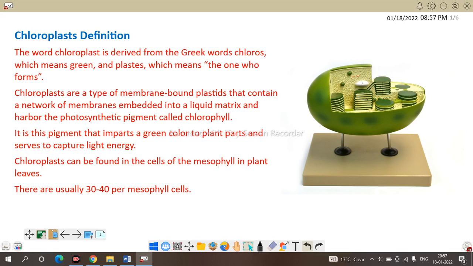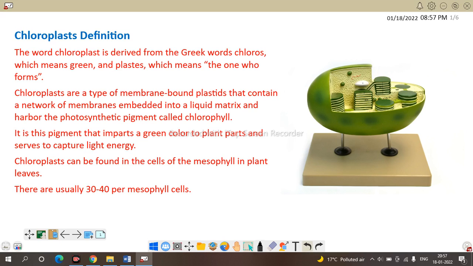Chloroplasts are a type of membrane-bound plastid that contain a network of membrane embedded in a liquid matrix and harbor the photosynthetic pigment called chlorophyll. Basically, it is a double membrane-bound organelle with a network-like structure embedded within the matrix.